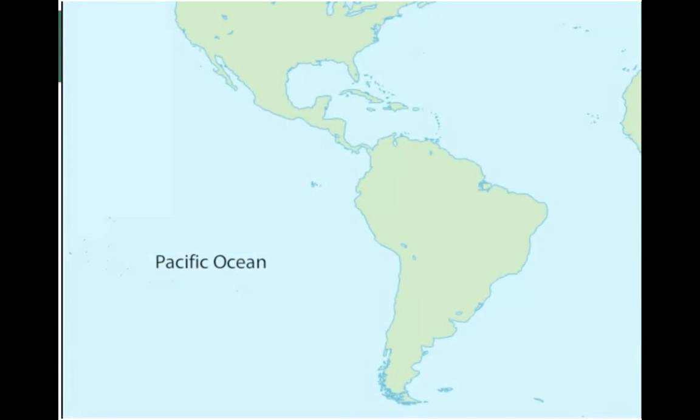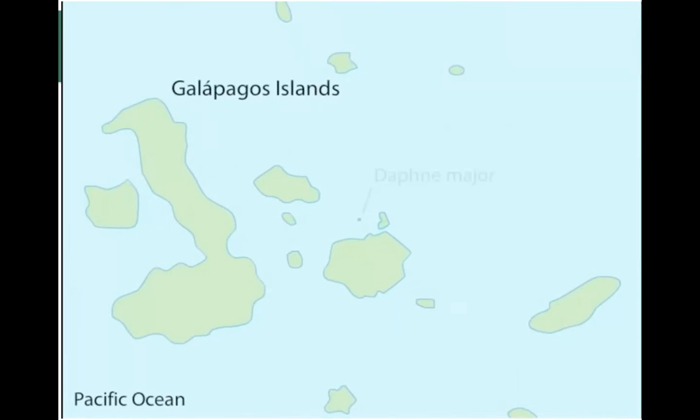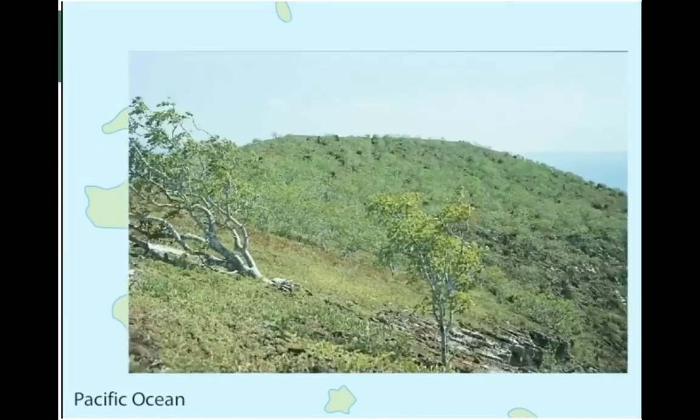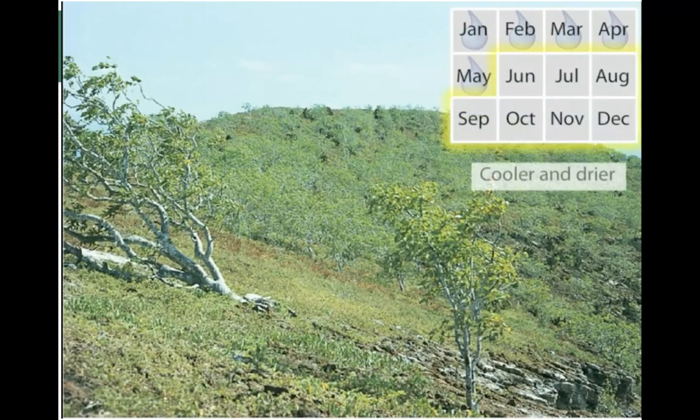Since Darwin's time, the Galapagos Islands have provided a natural biological laboratory in which scientists have studied evolution. Within this archipelago, the small island, Daphne Major, became an important site for the study of the evolution of finches. Like the rest of the islands, the climate of Daphne Major is usually hot and wet from January to May, and cooler and drier the rest of the year. The year 1976 was a typical one for rain.